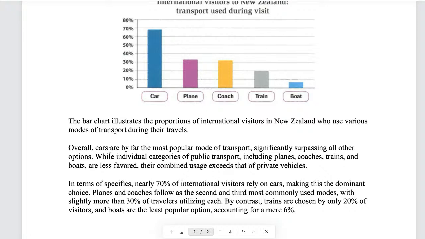In total, but if we talk individually, which one? What type of transport is the most popular mode of transport here? Cars, okay? Of course, we have to talk about both of them. If we talk about different types of transport, and then when we compare private transport and public transport, which one is more? So we need to talk about those two things in this overview, okay? Don't miss any one of them.